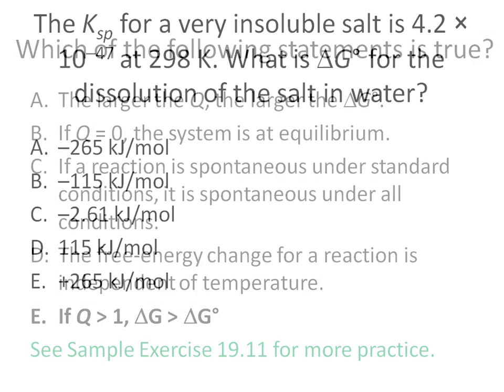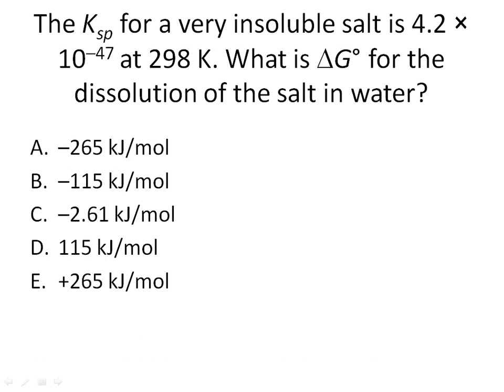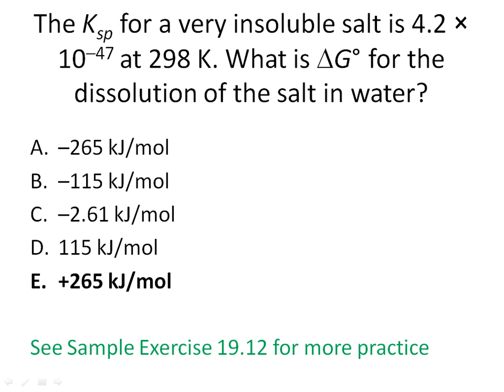Almost done. Try this Ksp problem, relating it to delta G naught. Do your math on your paper and give it a shot. And the correct answer is E, positive 265 kilojoules per mole. And you can refer to sample exercise 19.12 if you're not feeling so great about this one.